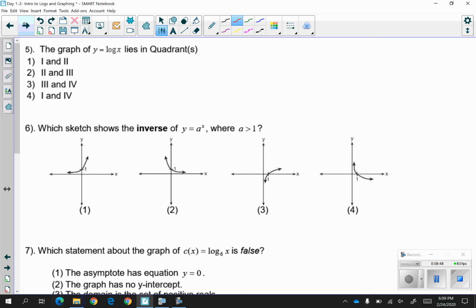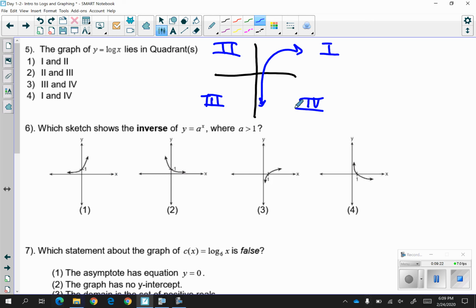For number 5, they want to know what quadrant it lies in. Always double check with your calculator, just in case translations came into play and the quadrants were switched. But anytime you have a parent function of a log equation, that means no translations going on, you're always going to start in the first and fourth quadrant. Quadrant 1, 2, 3, and 4. So that's going to be choice 4.